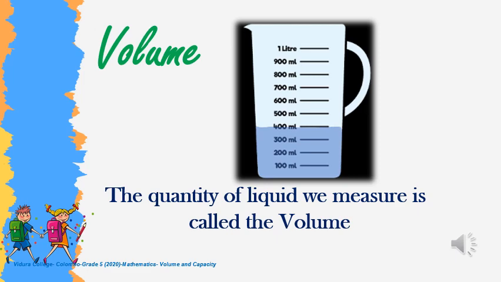Can you see this measuring cup? Here we have 400 milliliters of water in it. So kids, whenever we measure liquids, we call it volume. The quantity of liquid we measure is called the volume.